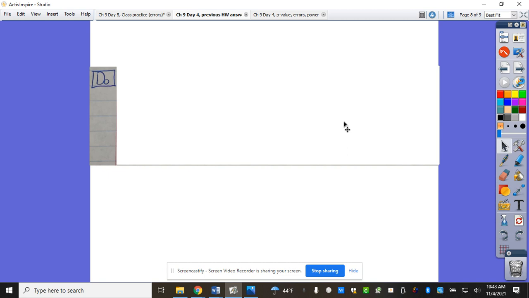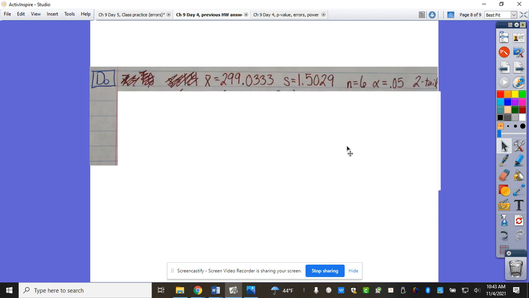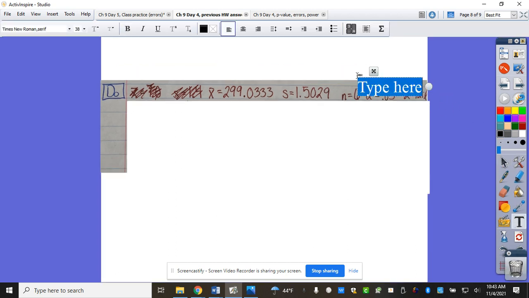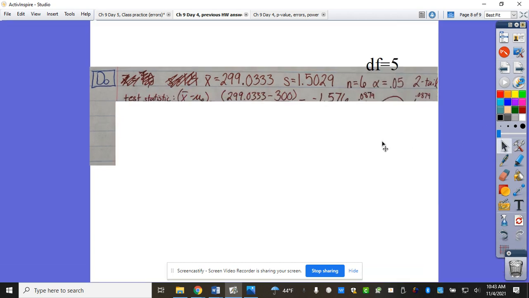What is our X bar? 299.03333, depending on how many you went out to. Our S equals 1.5029. We have a lowercase n of 6. How many tails? 2 tails. What do we need to find from this problem from n? I didn't write it in my last one, I don't think. Degrees of freedom. Oh, and my picture cut it off. It did say degrees of freedom over here. I just took my picture and missed it. Degrees of freedom equals 5. Alpha equals 0.05. It is 2 tail.